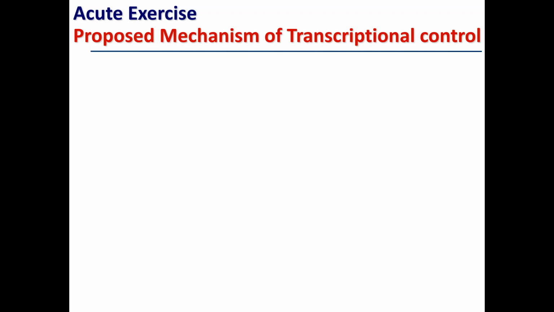So, the proposed mechanism of transcriptional control. If you imagine you exercise today, it may be a new type of exercise to you. Maybe you lift some heavier weights than you've been used to. Maybe you haven't been exercising for a while. You'll try to do something and you won't be particularly good at it. And the idea of training is that over time, if you repeat this, you'll adapt and you'll start to improve and you'll get better.